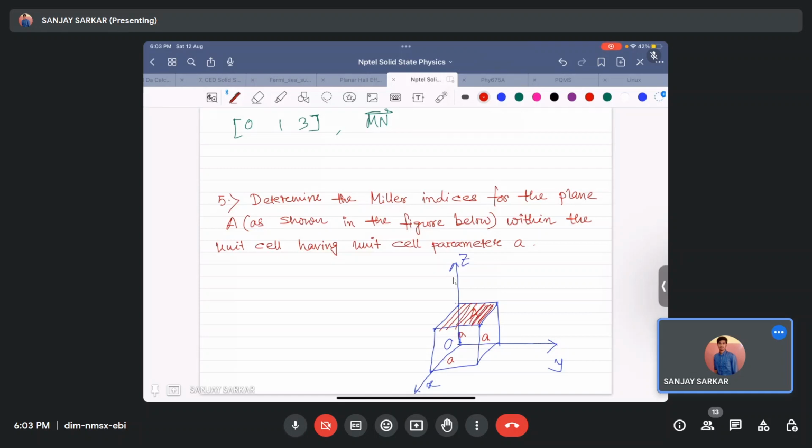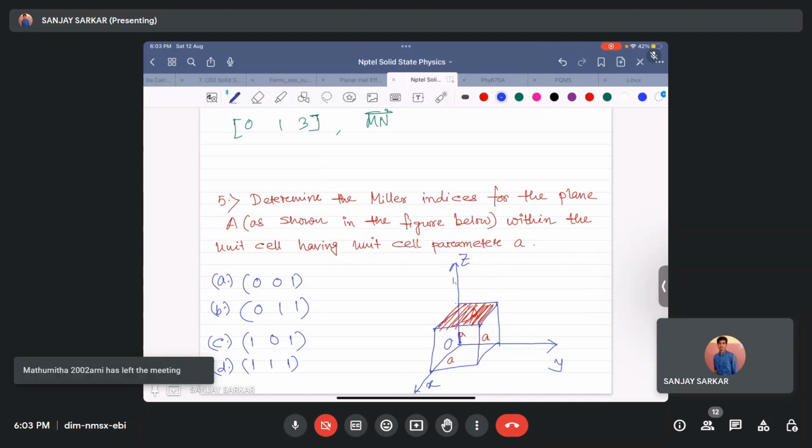This plane. And the options are: option A is 0, 0, 1. Option B is 0, 1, 1. Option C is 1, 0, 1. And option D is 1, 1, 1. So can you tell me which of these options is correct? Option A, sir.